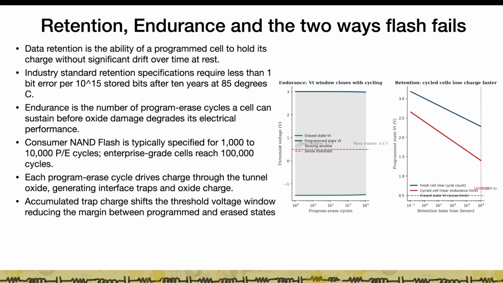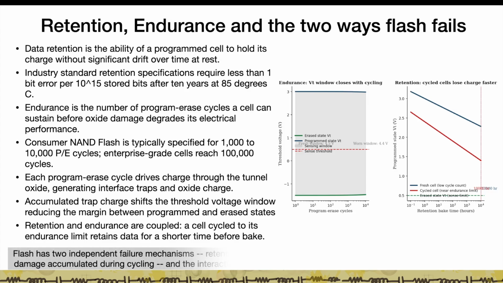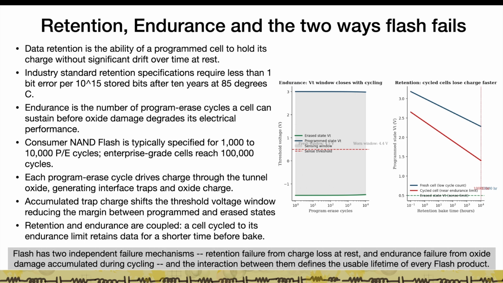The coupling between retention and endurance is an important subtlety. A cell that has been cycled close to its endurance limit has more oxide damage and more interface traps than a fresh cell. Those traps provide additional leakage paths for the storage charge. So the same cell that might hold data for 10 years at low cycle count will only hold it reliably for a few hundred hours at high cycle count. Retention lifetime and endurance lifetime are not independent specifications. They are a coupled system that the reliability engineer must manage together.